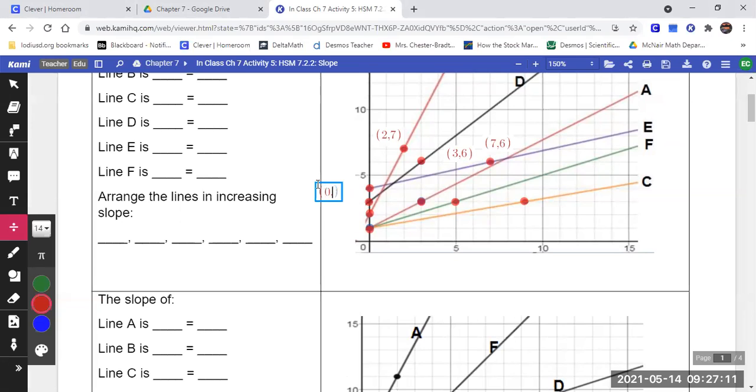We have a 0, 4, right? Looks like we have a 0, 3, 0, 2, 0, 1, right? Those are all our zeros.